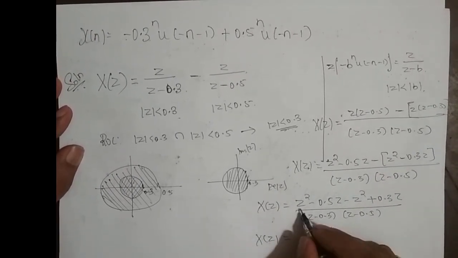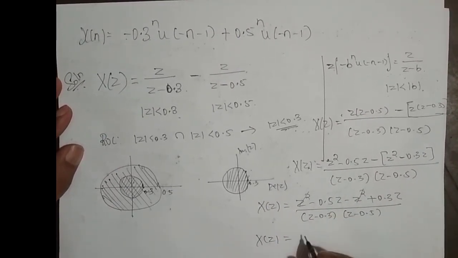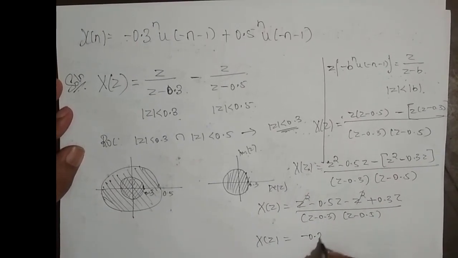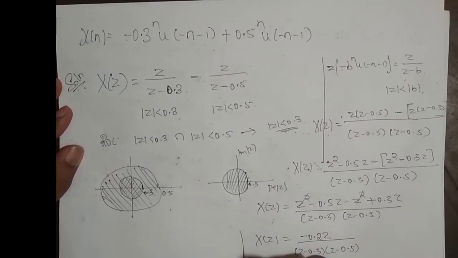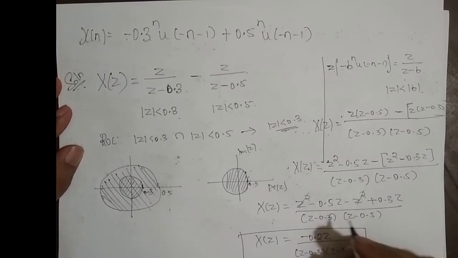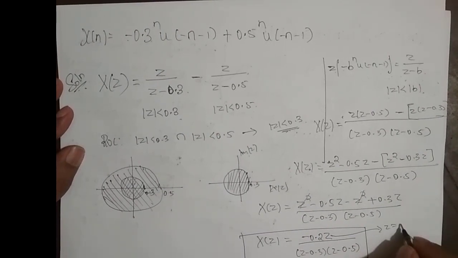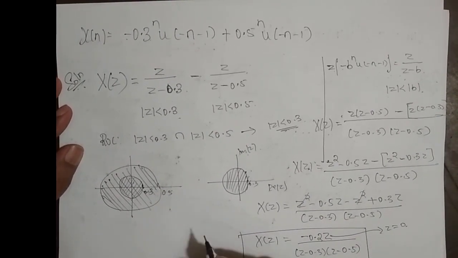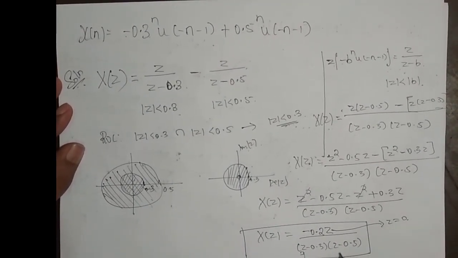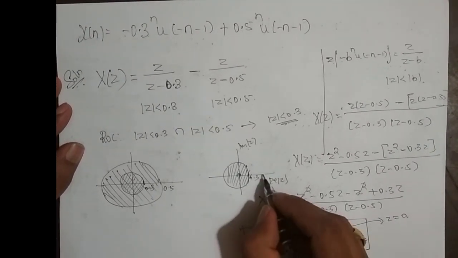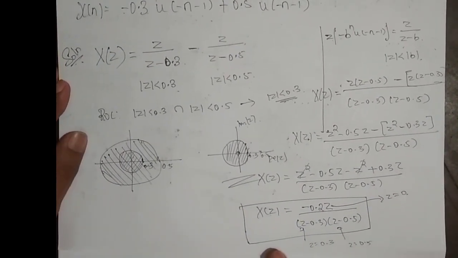So X of z is equal to z square minus z square cancels out, 0.3 z minus 0.5 z is minus 0.2 z, whole divided by z minus 0.3 into z minus 0.5. I can stop here because I can see how many poles and how many zeros there are. How many zeros are there? If I put z equal to 0, I get the numerator equal to 0. Therefore, I have one zero at z equal to 0. I have two poles, one at z equal to 0.3, the other at z equal to 0.5. 0.3 is already there, 0.5 is here. So this is the simplified equation.